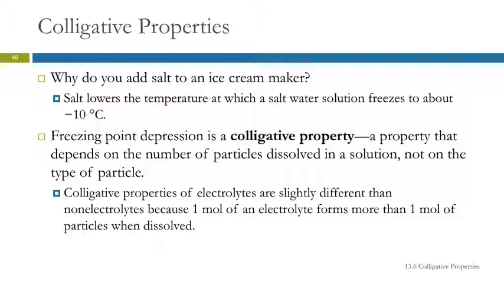This freezing point depression is one of the colligative properties. These are properties that depend on how many particles there are dissolved in the solution, not on what those particles are, just how many there are. If your solute is an electrolyte versus a non-electrolyte, it will have a slightly different effect because when an electrolyte dissolves, it forms ions. It may form 2 ions or 3 or 4 or 5 ions. When a non-electrolyte dissolves, it only forms 1 mole of particles for every mole of substance. And so we'll look at that difference later on.